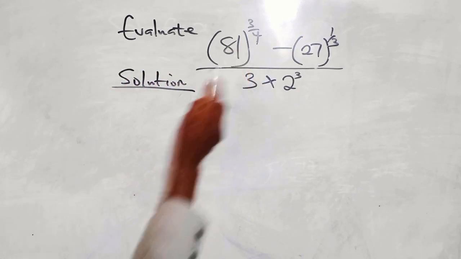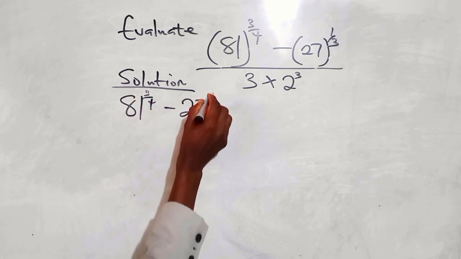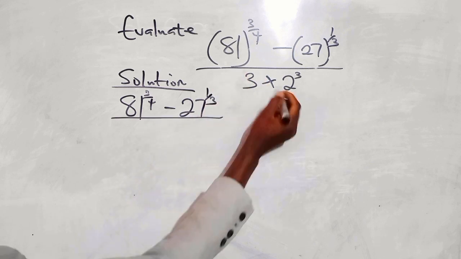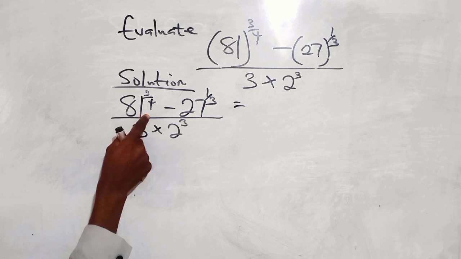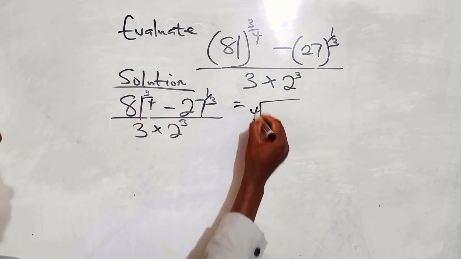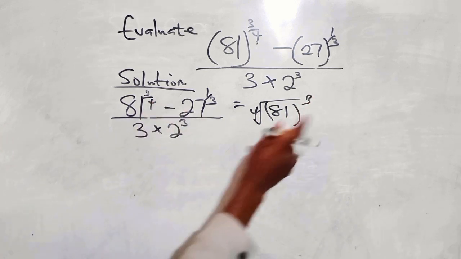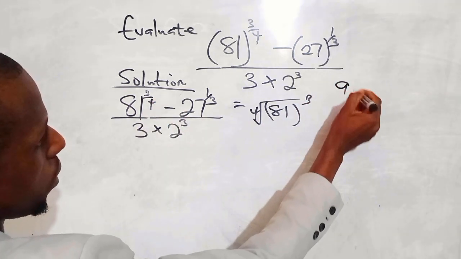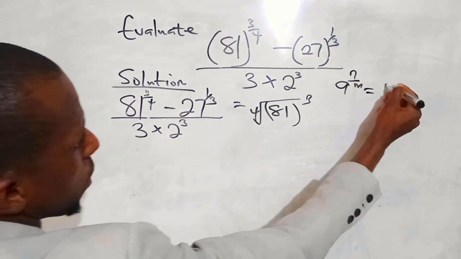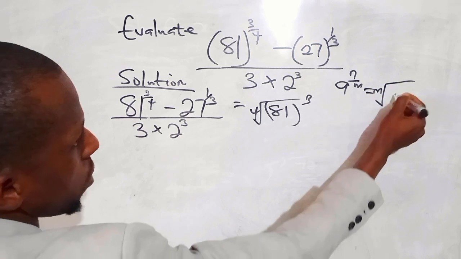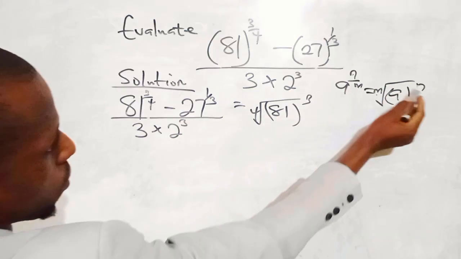So when you look at this, we have 81 raised to the power 3 over 4 minus 27 raised to the power 1 over 3, divided by 3 times 2 raised to the power 3 equals. Here I can write this as the fourth root of 81 raised to the power 3, one of the laws of indices. You have a rational exponent, so the denominator comes here, the numerator comes here.